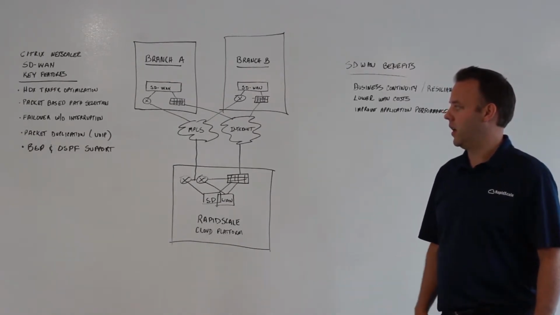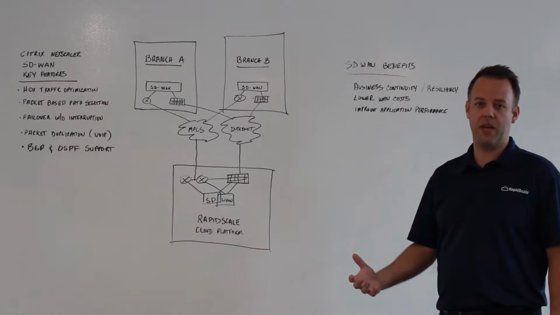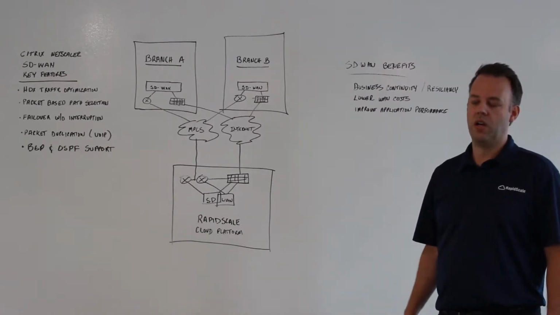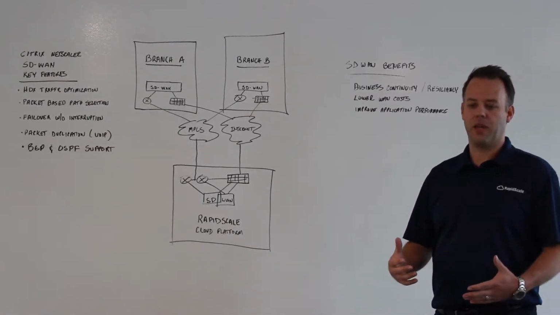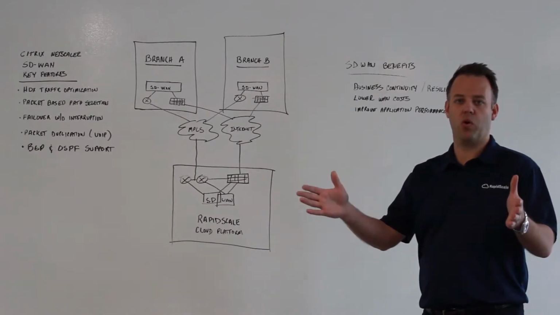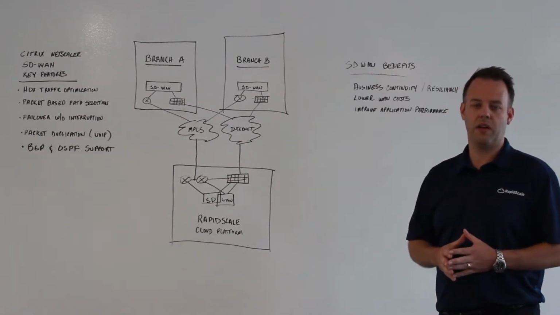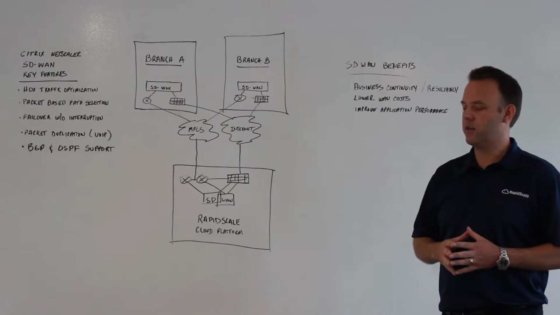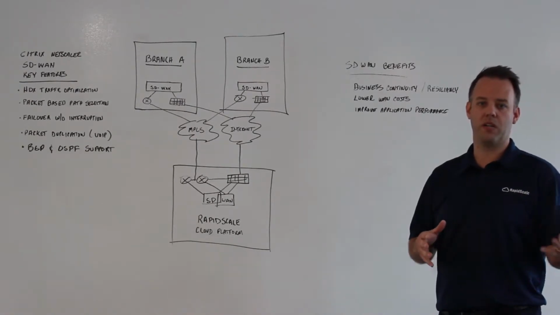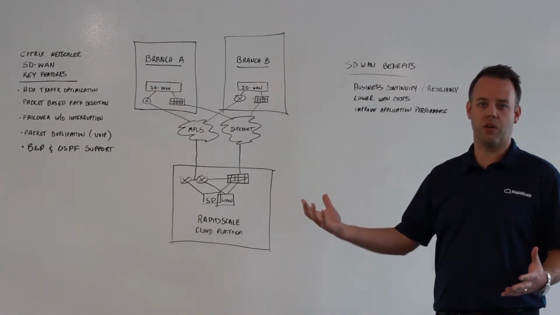Another reason is really around, it's a packet-based path selection solution. And what that means is I can send voice packets over both connections to ensure redundancy, and that's where they call it packet duplication. That way, if one connection goes down, I don't lose my voice calls.